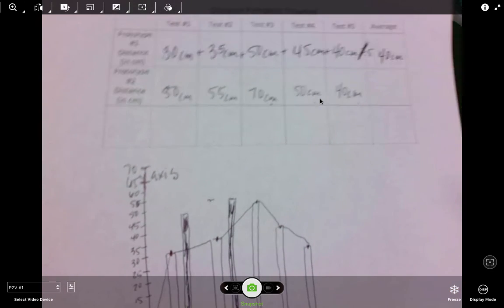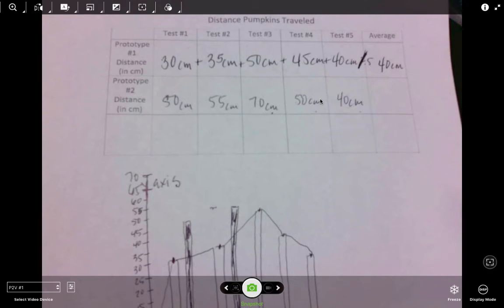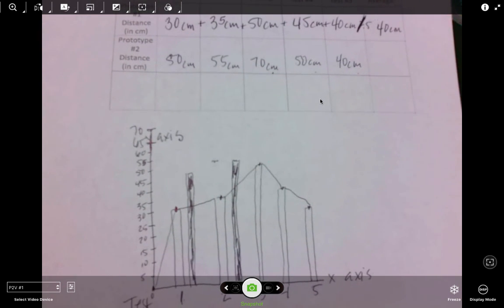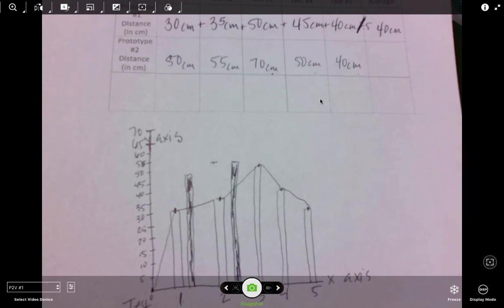This is the data that you will present to prove whether your prototype was more successful or not. So once you get your data, make sure you have the correct average, and then create a graph. You can use graph paper to make it neater. I suggest you use graph paper, not just the bottom of this sheet, for your graph.